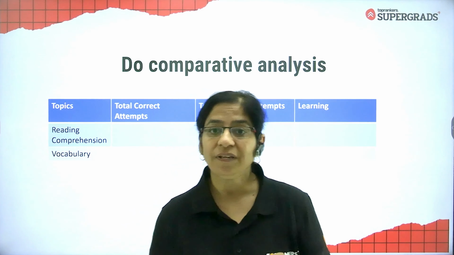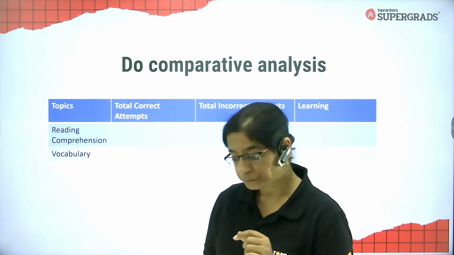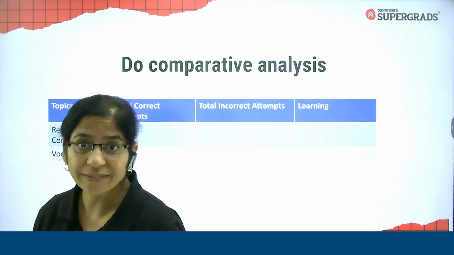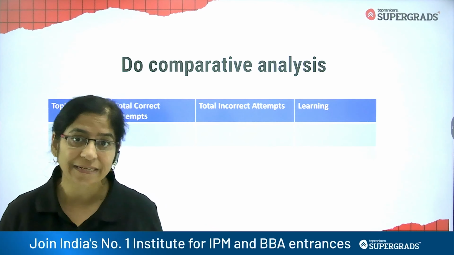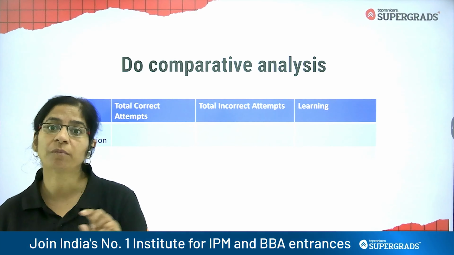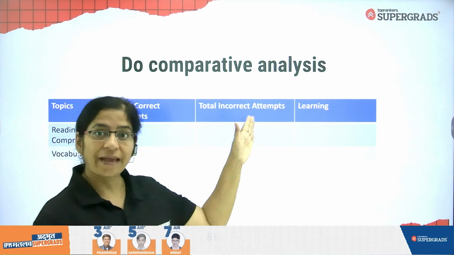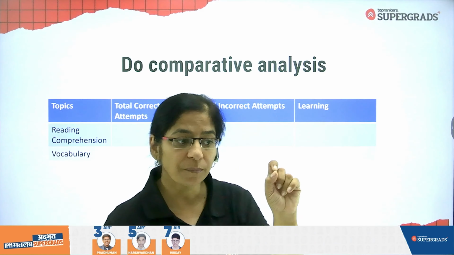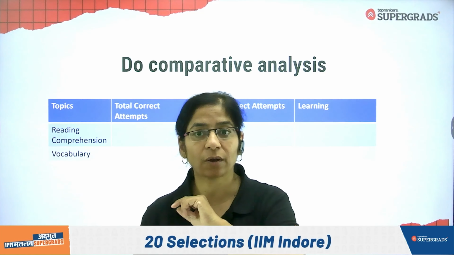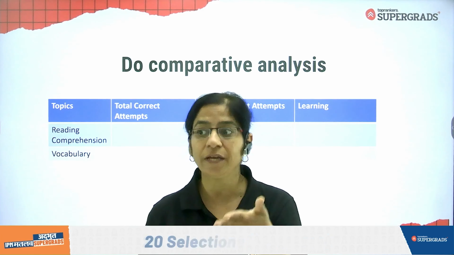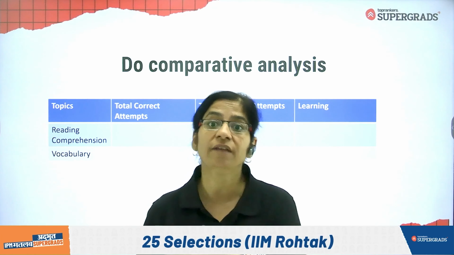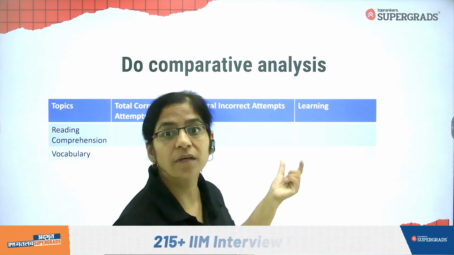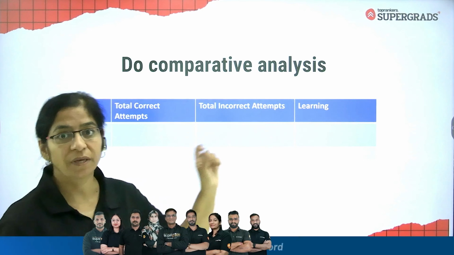Comparative analysis means, let's say you wrote mock one. In the RC section, there were 12 questions, out of which you could attempt only eight, and you could not attempt four, or four went wrong. Just write those numbers here in the sections. And what learning did you have? Probably all the vocab based questions in the reading comprehension section were wrong, or all the direct questions were right and all the inference questions were wrong. Whatever your learning is through that topic, you should make a note of that.